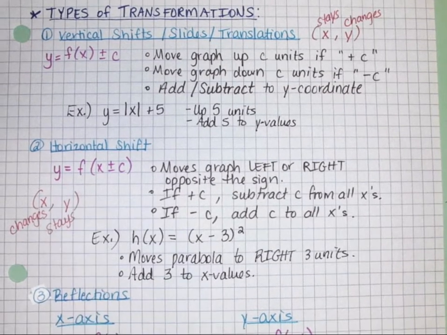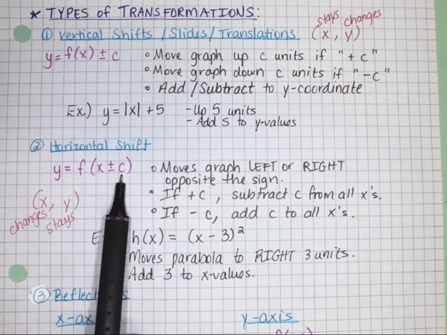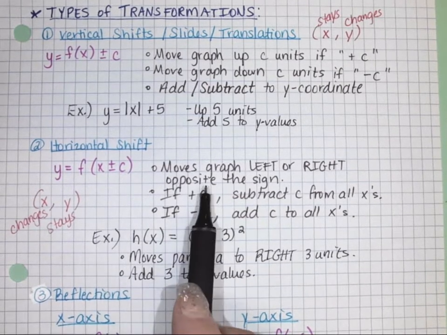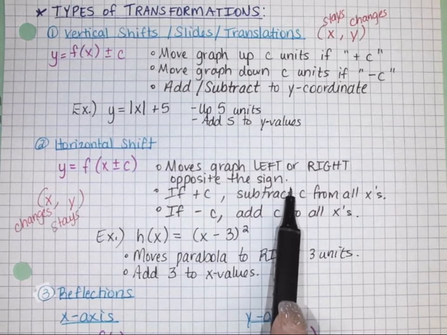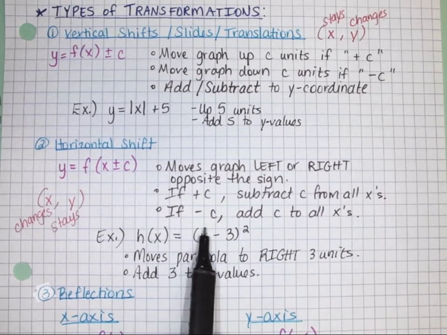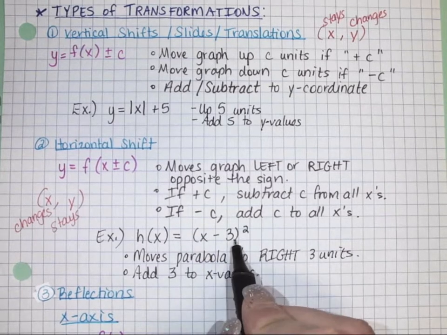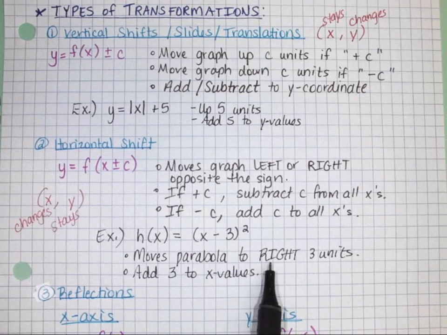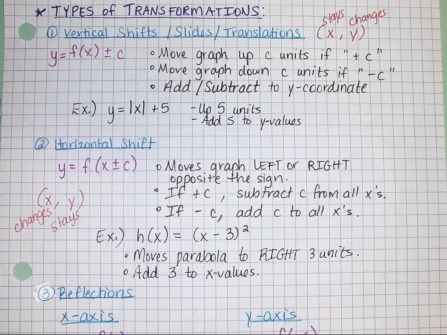All right, for a horizontal shift, in your equation, you've got a number added or subtracted inside grouping, specifically with x. It's going to move your graph left or right, opposite of the sign. So for example, I've given you a quadratic function. It's got minus 3 specifically inside with x. This actually moves your parabola to the right 3 units, and you would actually add 3 to your x values.